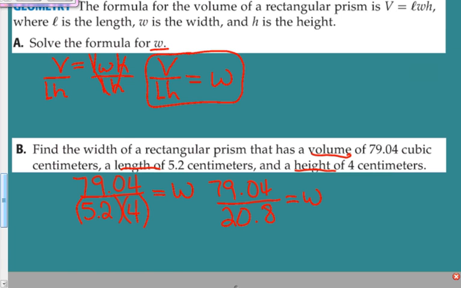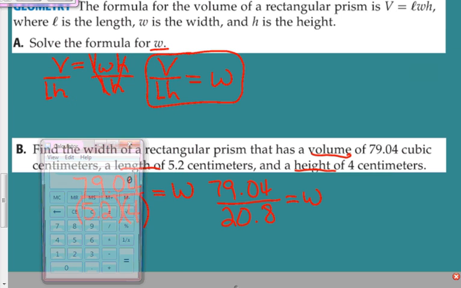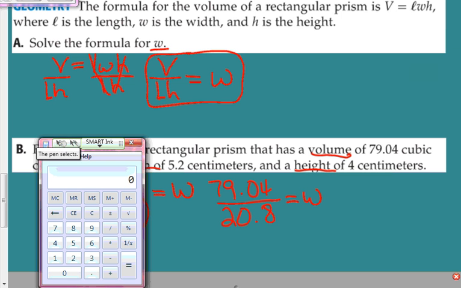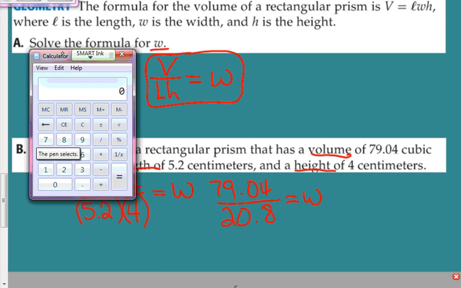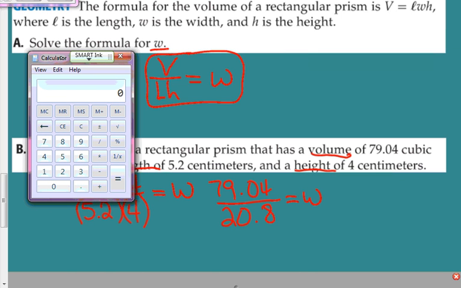So now we're going to pull up our calculator. And we're going to punch in 79.04 divided by 20.8. It equals, and our answer, our width, is 3.8 centimeters, because that's our unit. So all we did, once we rewrote our formula, we plugged in our values and found the width.